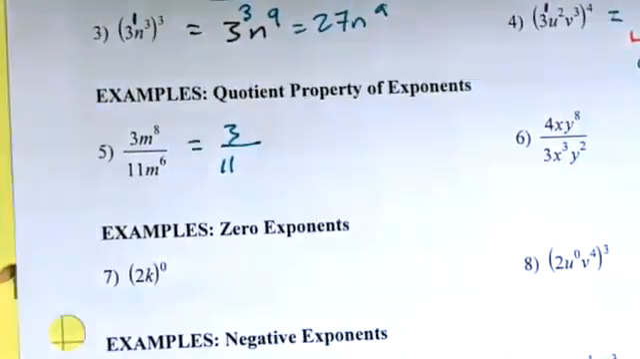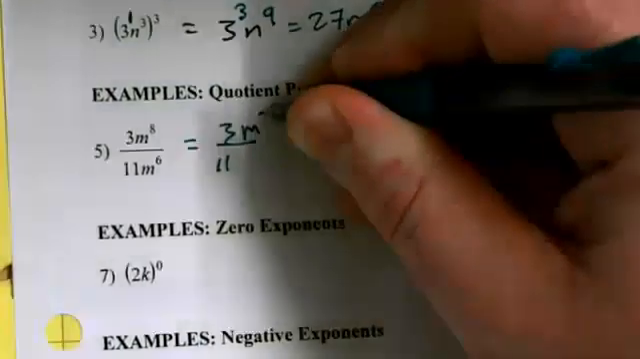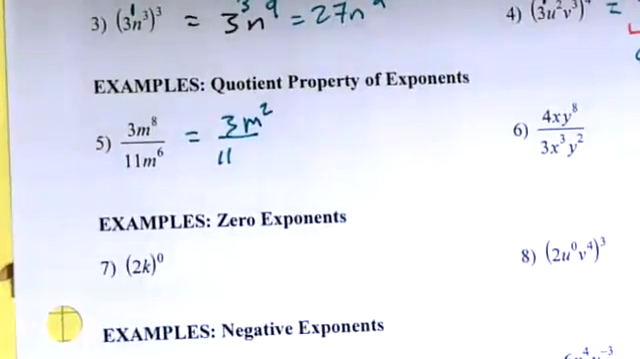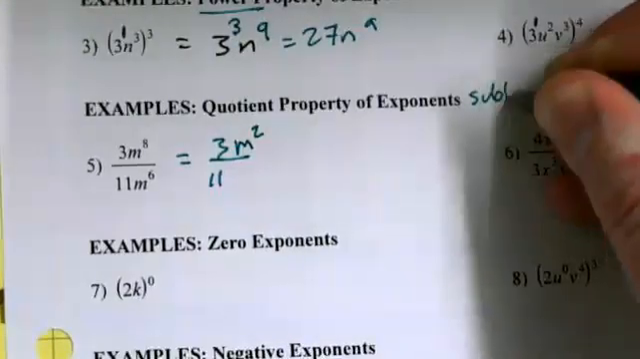And let's think about the m's. I don't want to have to write out all these m's, but if we did write them out and they started canceling, we're going to have how many left over? 2 on the top or bottom? 2 on the top. M to the second. What did you do with the 8 and 6 to come up with that 2? We subtract. So with the quotient property, we're going to subtract the exponents.